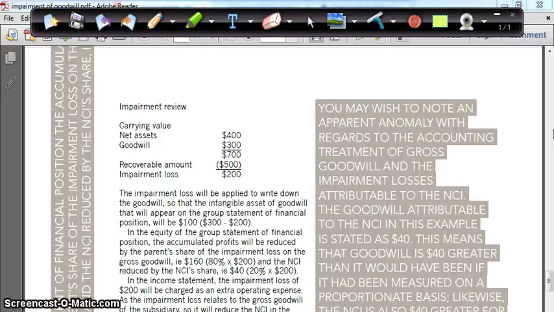Read through this article again yourself and try to do the examples without looking at the solutions, and you'll have a better understanding of what effects there are for the different methods of valuing goodwill and also how to treat the impairment for both of these methods.